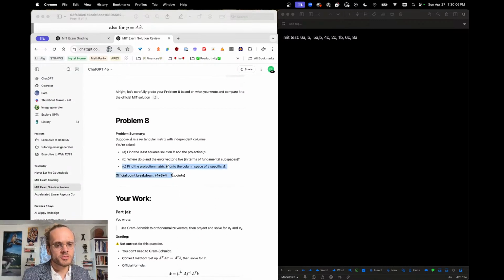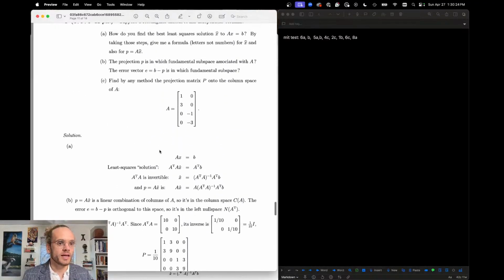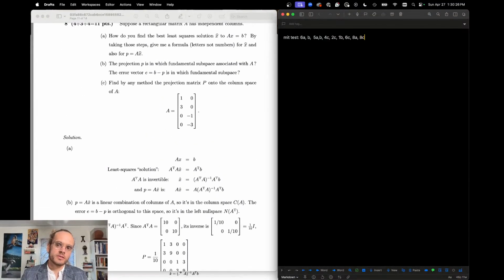Find the projection matrix P onto the column space of a specific A. How do they do that? I do P equals this whole thing. Since A transpose A is that, its inverse is that. It's 1/10 of the identity matrix. So P is 1/10 of this whole thing. Man, that is confusing. I'm going to put 8C there.